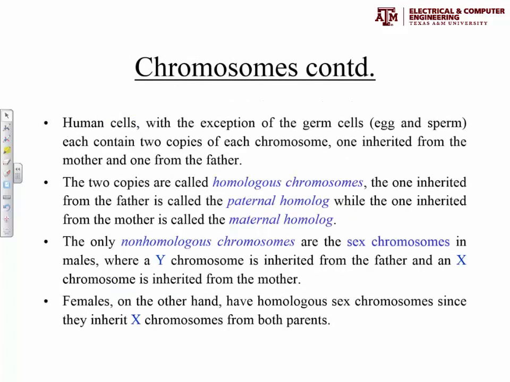Now, human cells, with the exception of the germ cells, that is the egg and the sperm, each contain two copies of each chromosome, one inherited from the mother and one from the father. And the two copies are called homologous chromosomes. The one inherited from the father is called the paternal homologue, while the one inherited from the mother is called the maternal homologue. The only non-homologous or non-matching chromosomes are the sex chromosomes in males, where a Y chromosome is inherited from the father and an X chromosome is inherited from the mother. Females, on the other hand, have homologous sex chromosomes since they inherit X chromosomes from both parents.